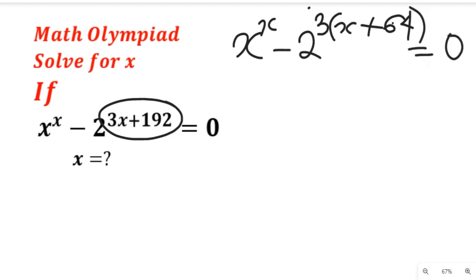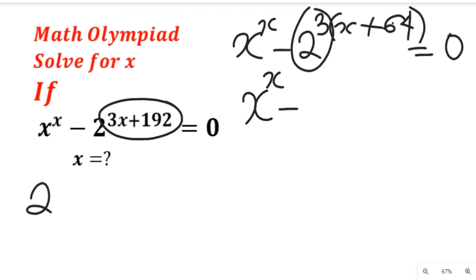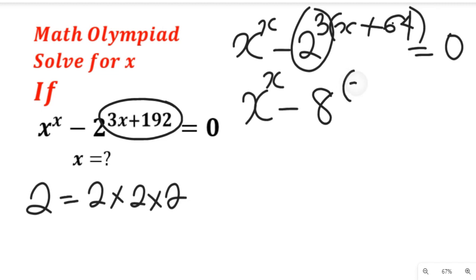Now we notice one unique thing here, that 2 to the power of 3 can also be simplified. So this will give us x to the power of x minus 2 to the power of 3, and 2 to the power of 3 is equal to 2 times 2 times 2, which is equal to 8. So that gives us 8 to the power of x plus 64, and this will be equal to 0.